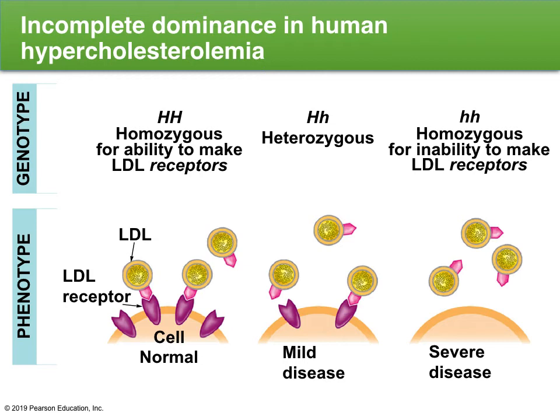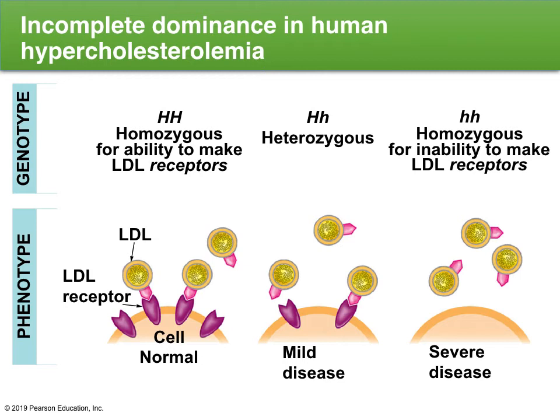So genotype, homozygous dominant, they can make the LDL receptors, and that pulls the low-density lipids out of the bloodstream. Homozygous recessive, they don't have the receptors, right? So the cholesterol builds up very quickly. The heterozygote is not showing the dominant, it's not showing the recessive, it's in between. So it's a mild form of the disease.